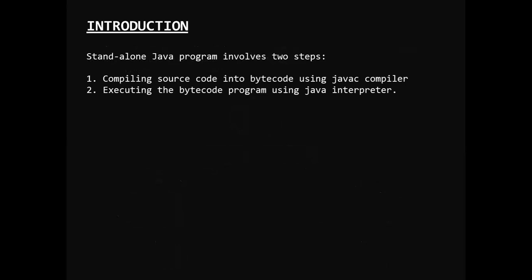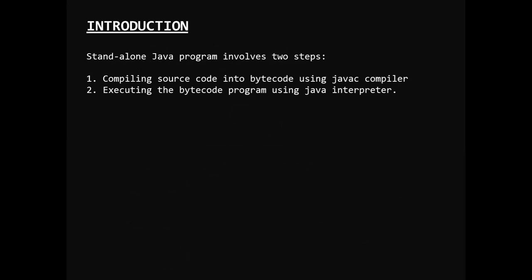Executing a standalone Java program involves two steps. 1. Compiling source code into bytecode using javac compiler. 2. Executing the bytecode program using Java interpreter. Applets are small Java programs developed for Internet applications. An applet located on a distant computer, or server, can be downloaded via Internet and executed on a local computer, or client, using a Java-capable browser.